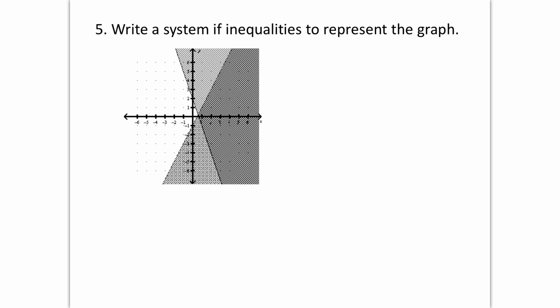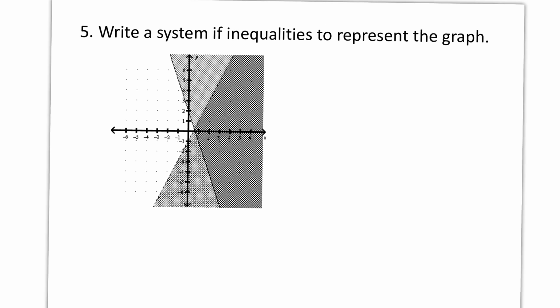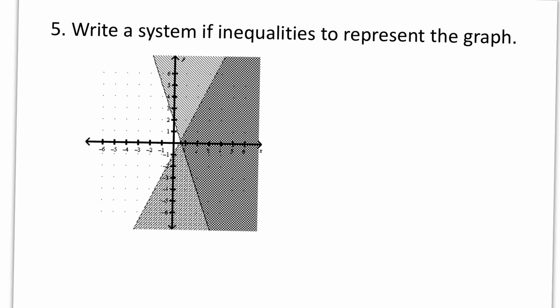Now, this one is going the opposite way. You guys need to find the inequalities that represent the system. So they give you the graph, but you have to find the inequalities. It's kind of hard to see, but I'm going to make this blue line dashed, right? So we have a dashed line, and I'm going to make this other line a solid line. So we have one solid and one dashed.